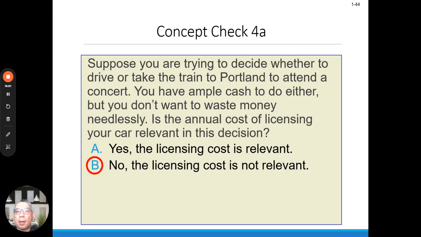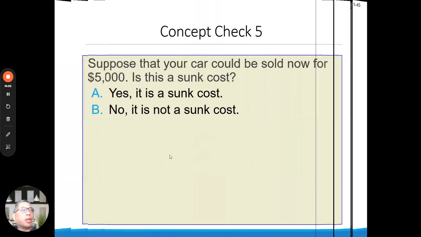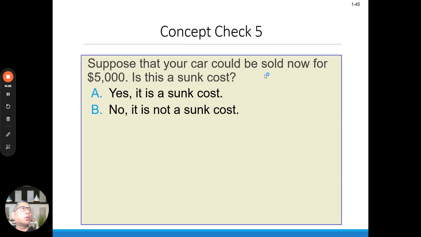Okay. Concept number 5, we're going to check. Suppose that your car could be sold now for 5,000. Is this a sunk cost? The answer is no, it is not a sunk cost.